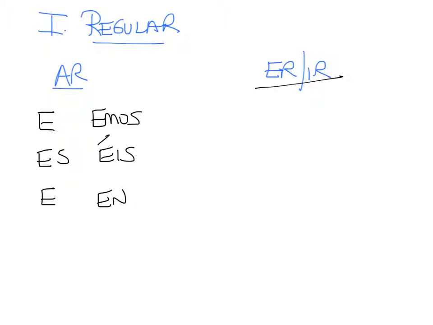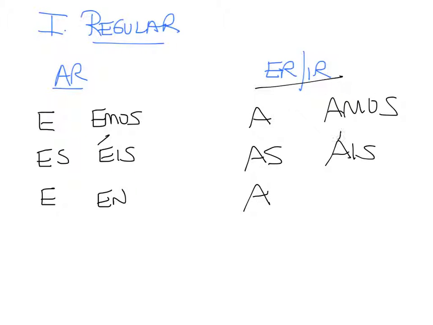And for ER and IR verbs, the opposite. So we're going to use AR endings: a, as, a, amos, áis, and an. So basically, for AR verbs, we're going to use the E endings, and for ER and IR verbs, we're going to use the A endings. We're just going to switch them. They're going to become opposites.